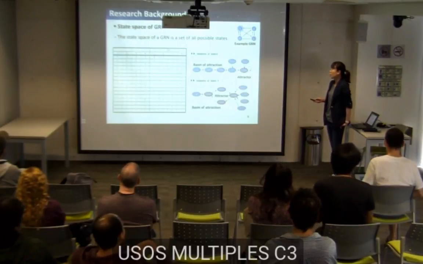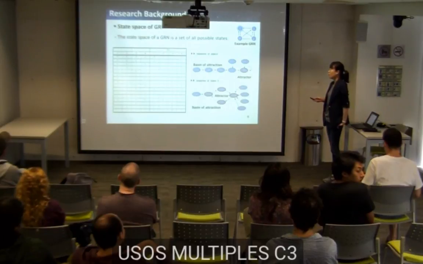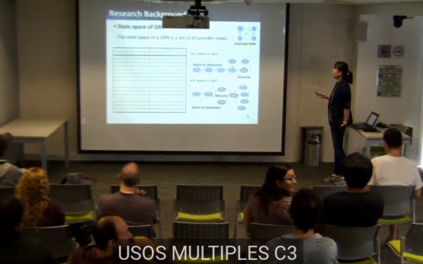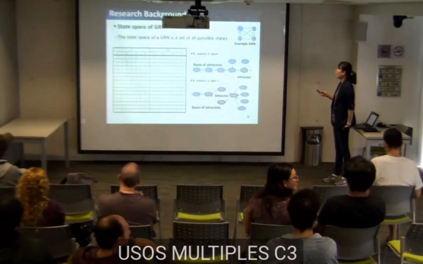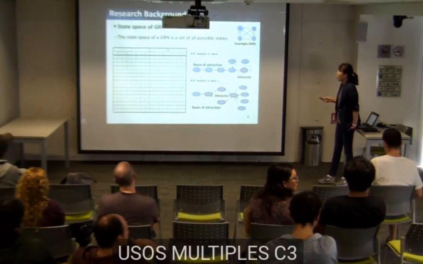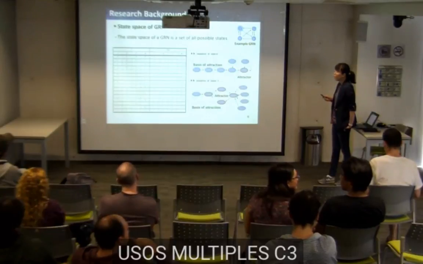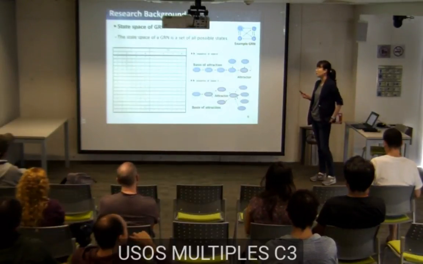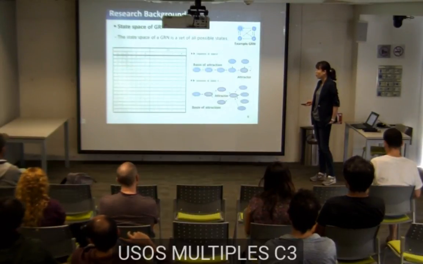The state space of a gene regulatory network is a set of all possible states. This is an example GRN. There are 4 nodes, so all the possible gene expression values number 2 to the power of 4, which is 16, from 0, 0, 0, 0 to 1, 1, 1, 1.